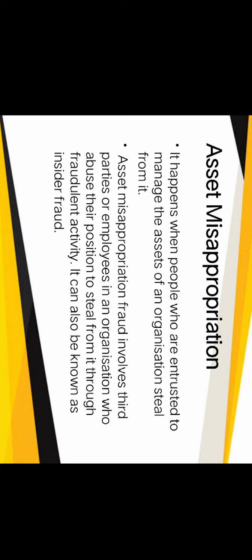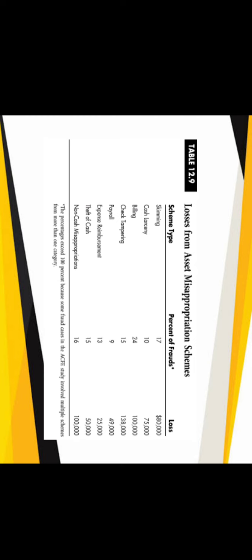So, ibig sabihin, unlawful or unauthorized na paggamit ng assets ng company. So, it can be committed by company directors or yung mga employees or kahit sino na entrusted na humahawak or nagmamanage ng assets and interest ng organization. So, it falls into 8 categories. Makikita nyo dito sa table 12.9, different types ng asset misappropriation schemes. We have skimming, cash larceny, billing, check tampering, payroll, expense reimbursement, theft of cash, and non-cash misappropriation.